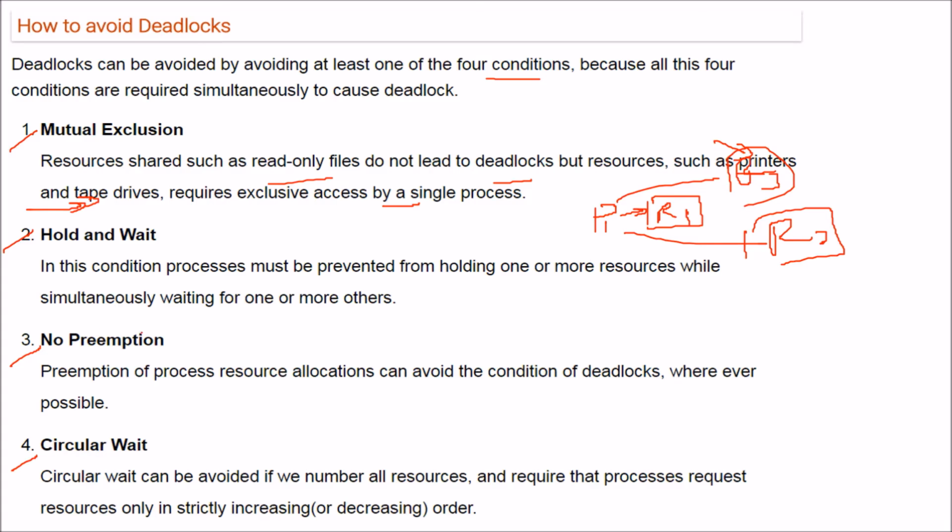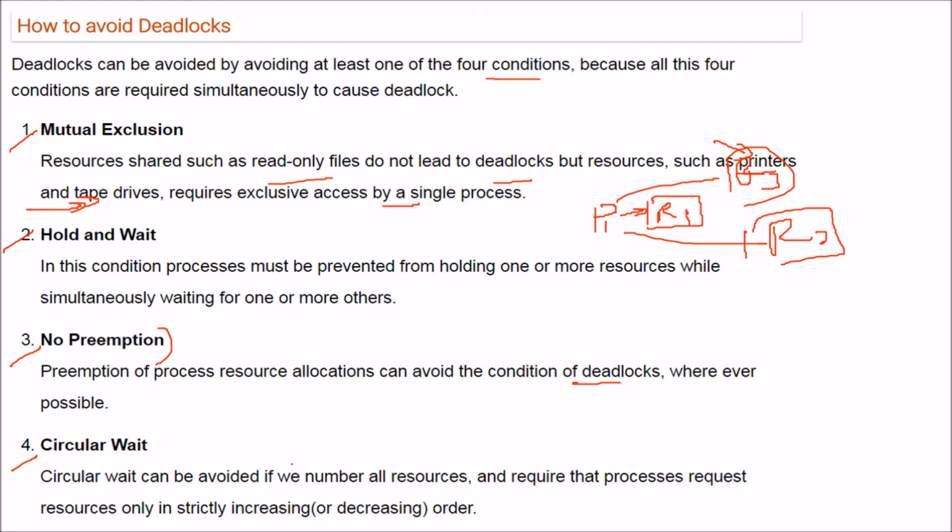Third is no preemption. Preemption of a process's resource allocation can avoid the condition of deadlock whenever possible. No preemption can be avoided, because this is one of the conditions which will make this deadlock happen.